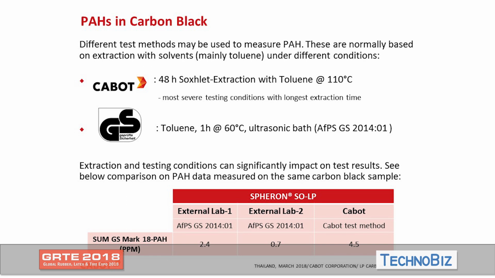This is a Safran SOLP. This is one of our low pass grade. We can see even for this kind of products, the PAH can be quite different. And for Cabot, our test result got a 4.5.